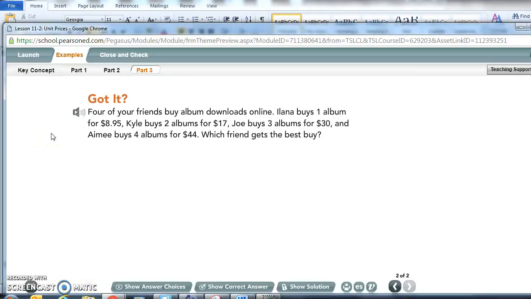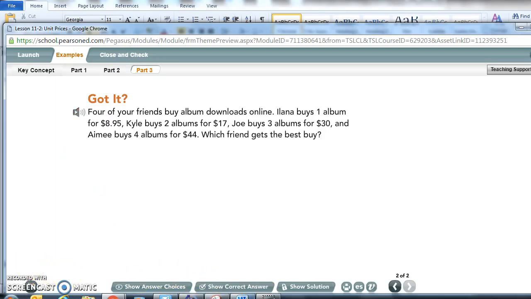So last but not least, I want you guys to try this Got It on your own. Okay, and go ahead and solve it for me. 4 of your friends buy album downloads online. Lana buys 1 album for $8.95. Kyle buys 2 albums for $17. Joe buys 3 albums for $30. And Amy buys 4 albums for $44. Which friend gets the best buy?